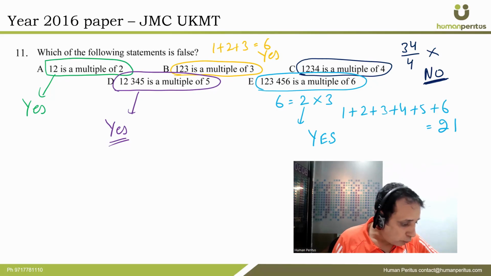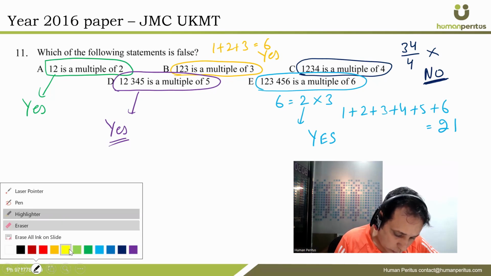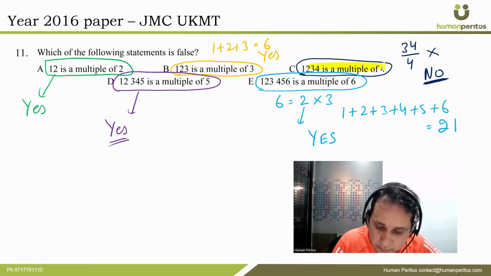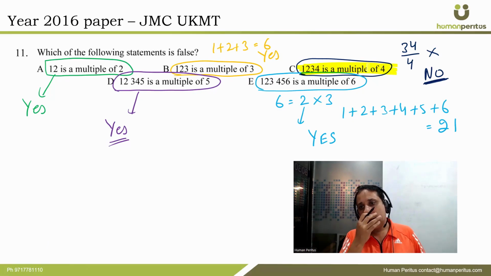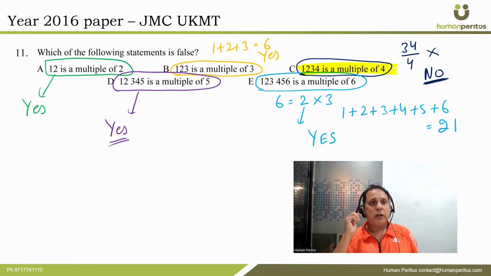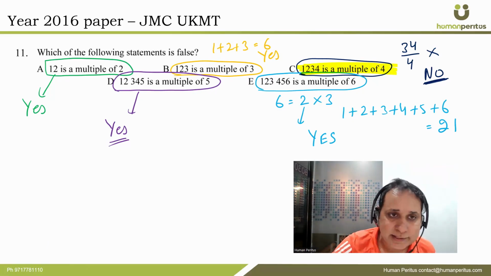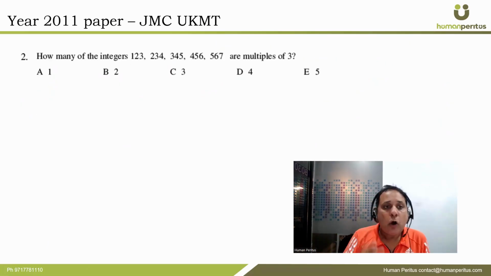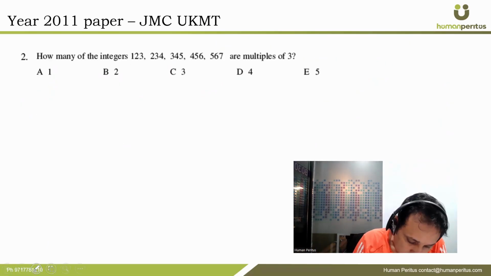Okay. So, which of the following statements is true? So guys, all of them are true except this one. This is not a multiple of 4. Rest all of them are true. 2016 question done. Very nice. Easy one. Next one. How many of these integers are multiples of 3?